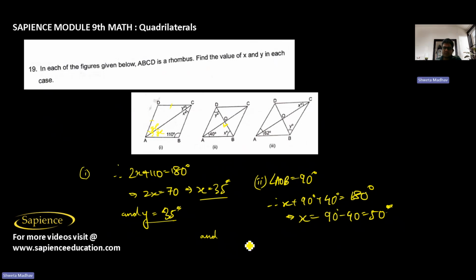Also, these two sides are equal. AB equals AD. So I can say that x will be equal to y also, which is equal to 50. That's why ADB is an isosceles triangle.